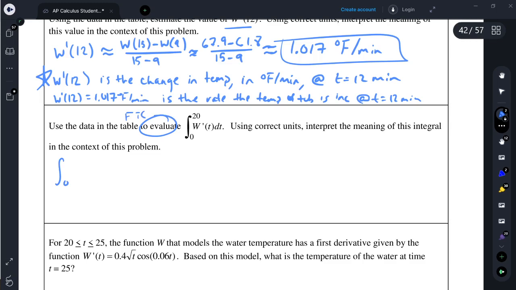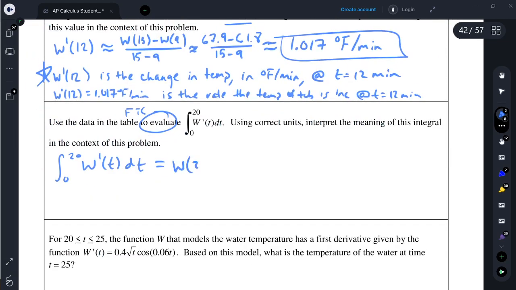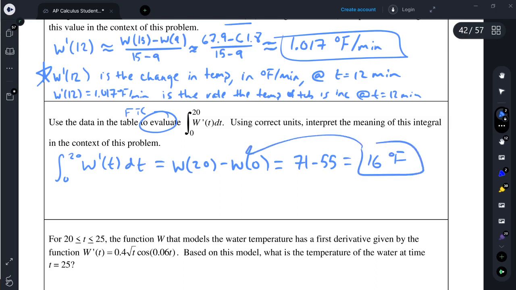So the integral from 0 to 20 of W prime of t dt, right? If I look at my table, it's not W prime, it's W. So I need to get this back to W of 20 minus W of 0. That's FTC. So this is going to be W of 20 is 71 minus 55, which is 16. And when I take an integral, W prime would be degrees Fahrenheit per minute, so I would chop off that per minute. It's back to degrees Fahrenheit. Also, it's the same units as W, which is degrees Fahrenheit.